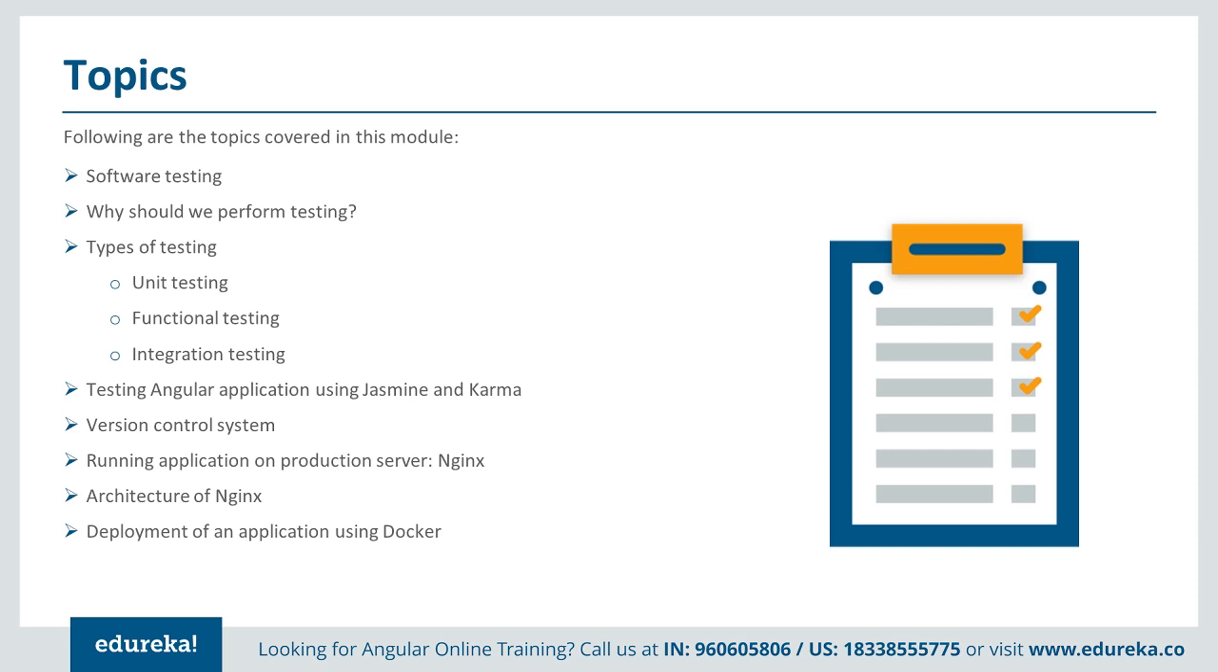Version control is nothing but versioning, like SVN versioning, all those things. Jasmine and Karma are the frameworks. Karma is a task runner. Jasmine is a framework which we use to develop test cases. Running the application on production server using Nginx, architecture of Nginx, deployment of an application using Docker. So these are the topics which we are going to cover today.